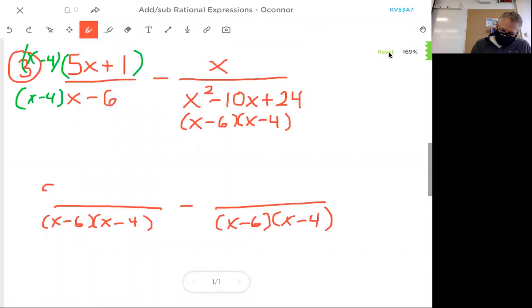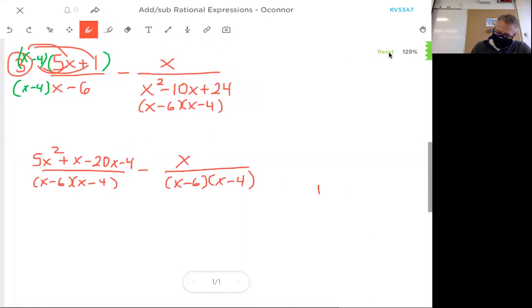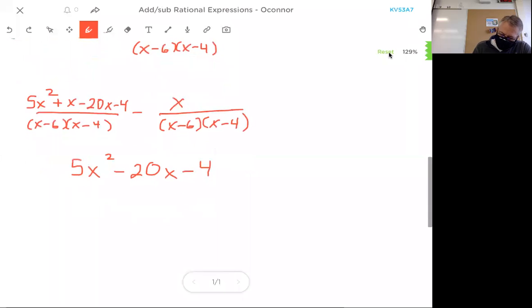So when we do that, we get 5x squared plus x minus 20x minus 4. And on the right side, we don't have to change the top at all because we already had our denominator there. And so when we combine our like terms, we have 5x squared. And I have plus x minus x. So those cancel. So I have minus 20x minus 4 all over x minus 6 times x minus 4.